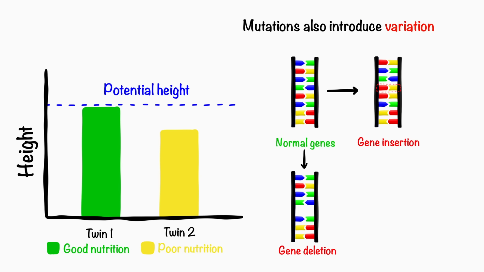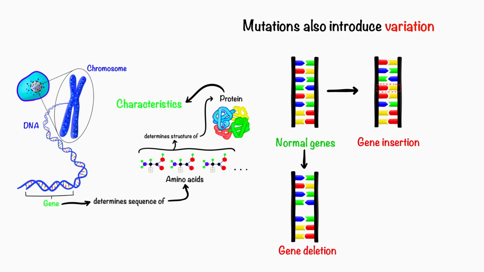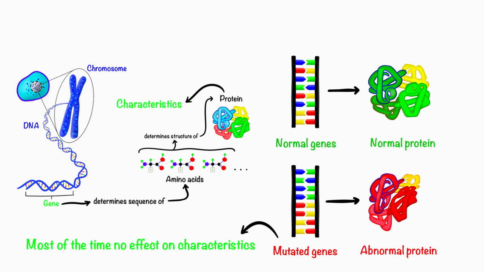Mutations also introduce variation. Mutations are changes to the sequence of bases in DNA. As we learned earlier, mutations can lead to changes in the protein that a gene codes for. Most mutations have no effect on the protein and therefore don't alter characteristics significantly. Although it's very rare, mutations can result in a new phenotype being seen in a species.